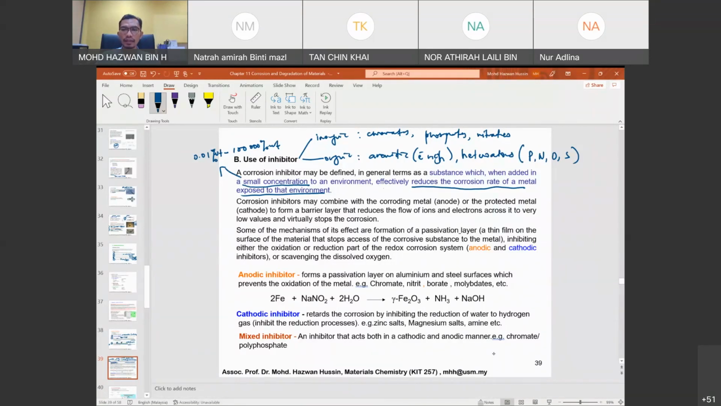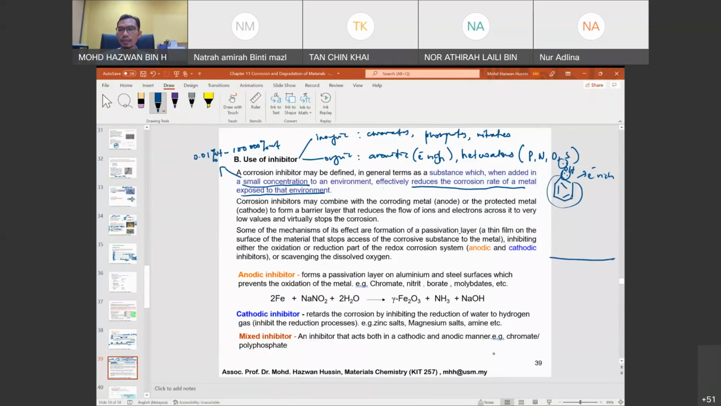For example, the simplest structure I can suggest to you is phenol. Phenol, you see that it has an aromatic ring and it has a heteroatom, OH, hydroxyl. It has a lone pair. So from this structure, it is electron rich. So it can easily interact with the metal surface.